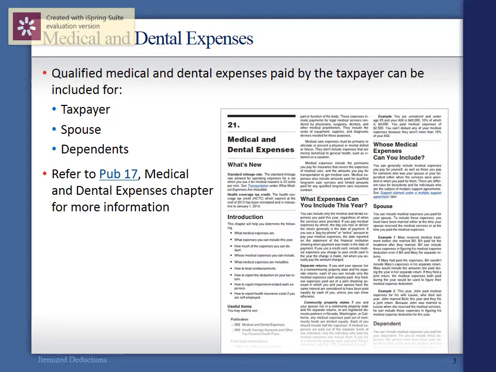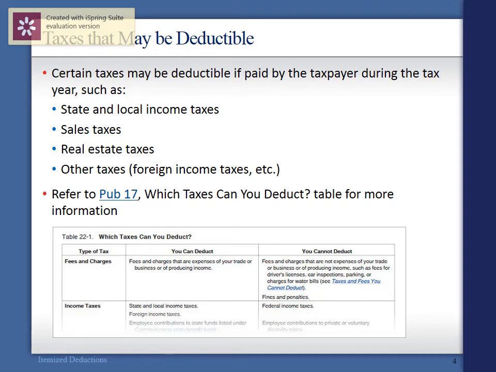Now, medical and dental expenses are allowed as a deduction only to the extent that they exceed a certain percentage of a taxpayer's AGI, which stands for Adjusted Gross Income. We will talk about that in a later series. But for now, just understand that medical and dental expenses are potentially deductible for the taxpayer as long as they meet the AGI requirements.